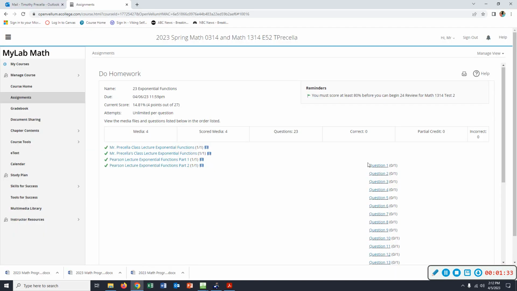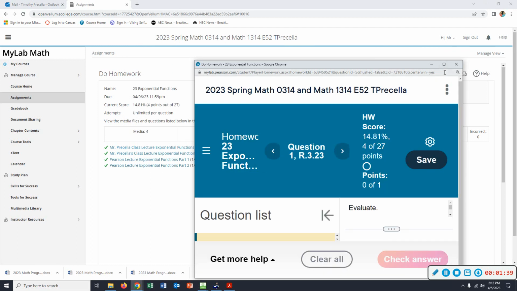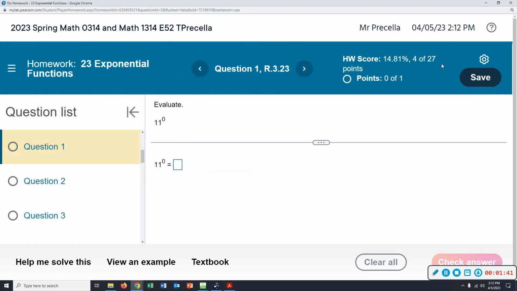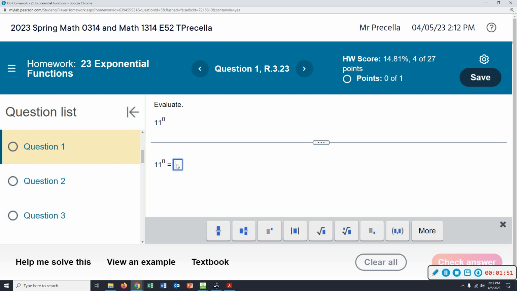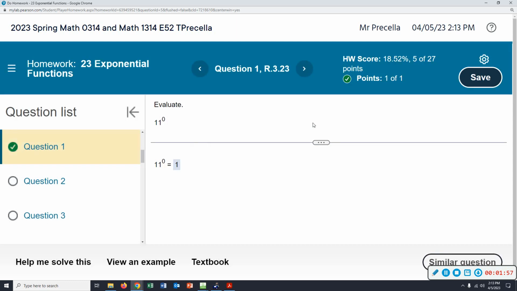And so 6 to the 0 power would be 1? 6 to the 0 power would be 1. That's right. So what about problem number 1 here? Is there anything I'm going to need to type in? No, just 11 to the 0 power is 1.